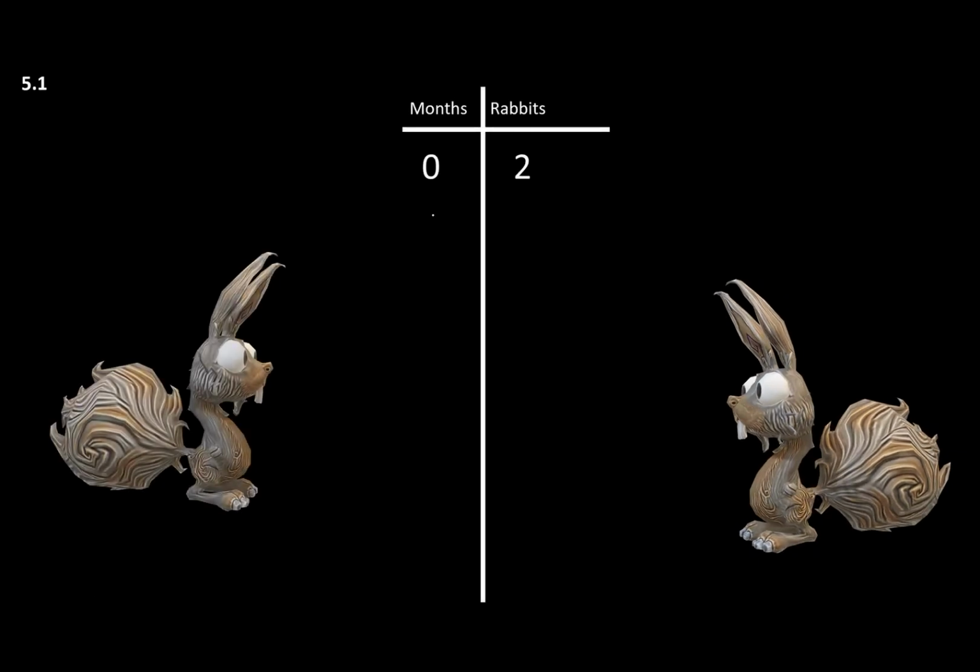So after 1 month, right, we have 4 rabbits. After 2 months, each pair is going to have a pair. So we're literally going to go from 4 to 8 rabbits. After 3 months, we have 16. After 4 months, we have 32 rabbits. After 5 months, we're at 64, etc.